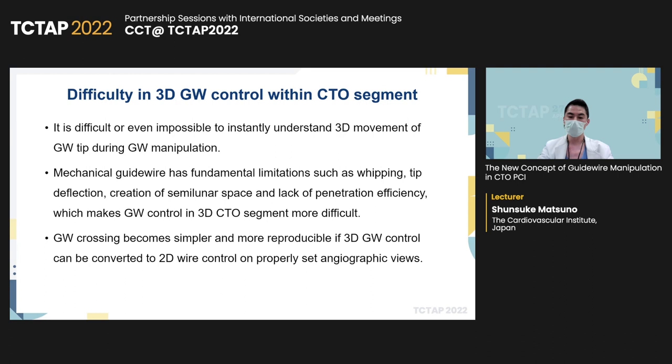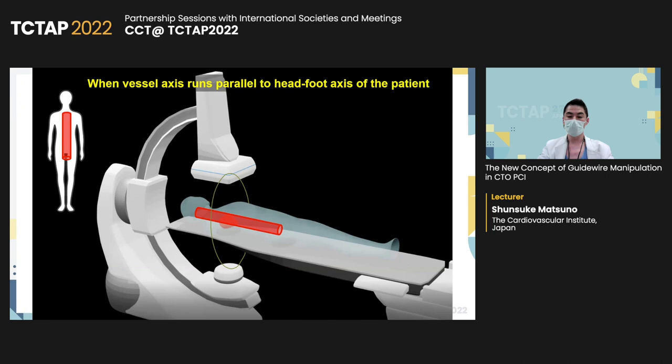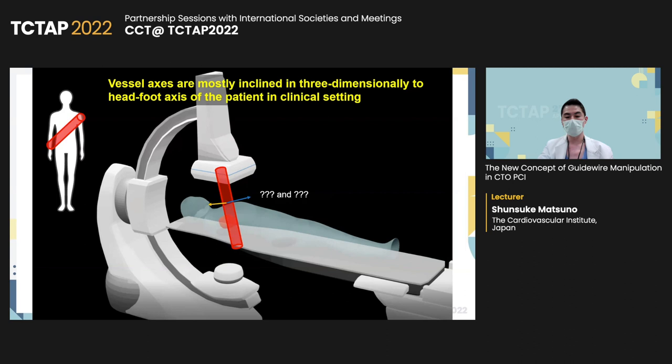First, I'd like to talk about setting of appropriate perpendicular angiographic projections. When the vessel axis runs parallel to the head-foot axis of the patient, the midline of the patient, for example in mid-RCA CTO, it is easy to find two perpendicular projections such as AP and RL 90, or RL 30 and LL 60. However, vessel axes are mostly inclined in a three-dimensional way to the head-foot axis of the patient in clinical settings. How can we detect perpendicular projections in such a situation?